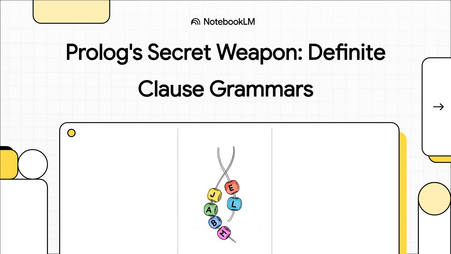Ever wonder how we can get a computer to actually understand language? I don't just mean recognizing words, but really getting the grammar, the rules that glue everything together. Well, today we're diving into this incredibly elegant feature in the Prolog language called definite clause grammars, or DCGs. You could say they're Prolog's secret weapon for finding patterns.